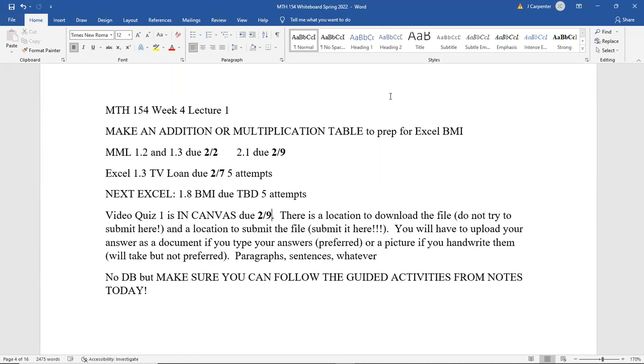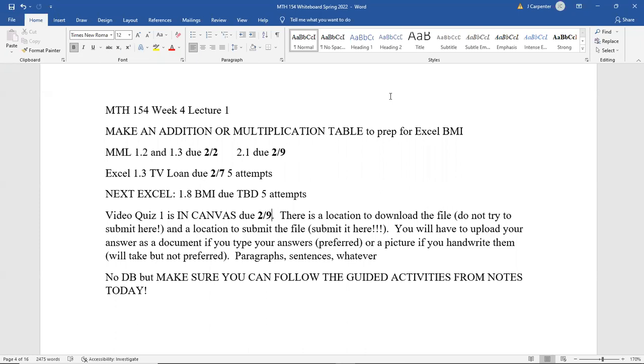Welcome back to Math 154, week 4, lecture 1 on this beautiful February 2nd, Groundhog Day. As usual, going to cover this whiteboard really quickly, and then we're going to continue where we left off in 2.1, talking about using tables for proportions, aka proportion tables.